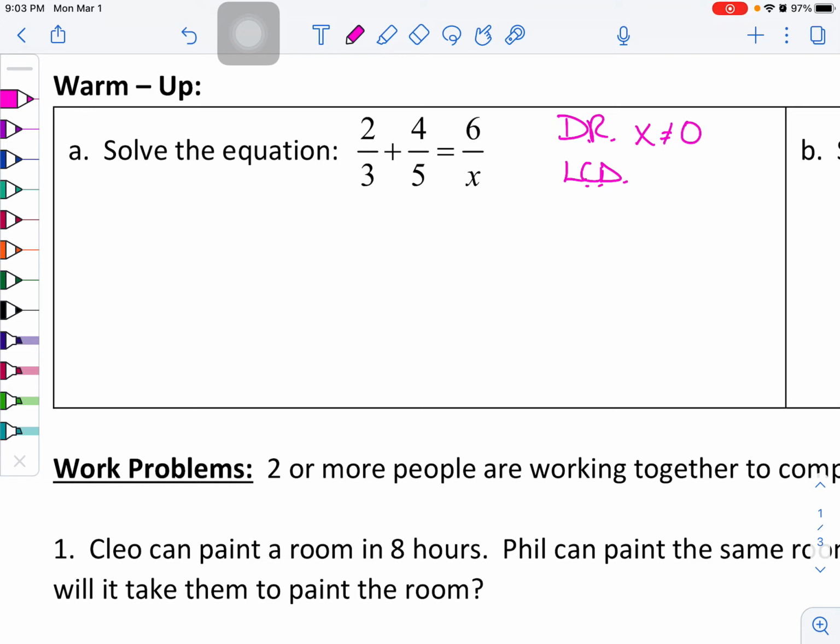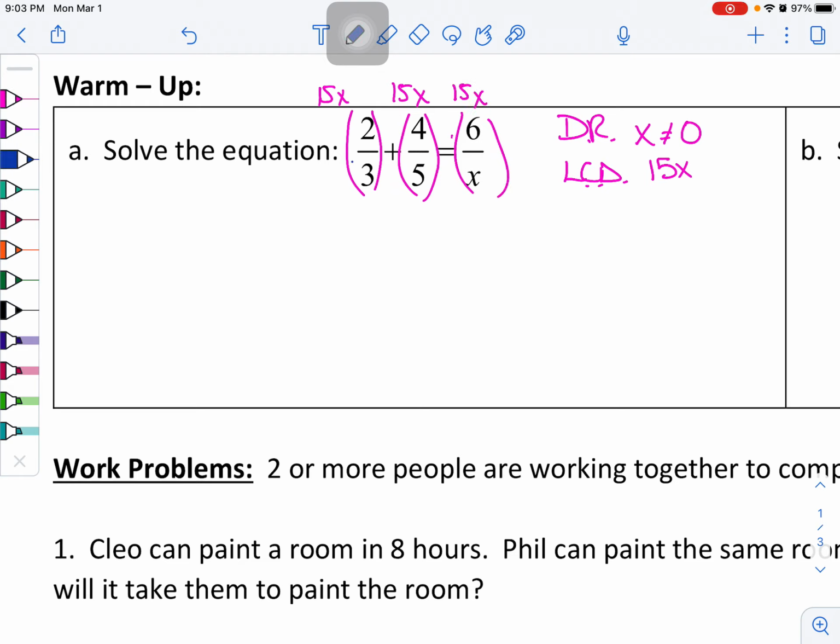Now, second thing I want to find is my LCD. Now, my LCD could be a lot of different things, but I'd like to keep it as small as possible. And what I want to do is use all 3 of these factors. So 3 is a factor, 5 is a factor, x is a factor, and I'm going to use the LCD of 15x. And I'm going to multiply 15x times every single one of these fractions. Now, in the first fraction, I can take 3 and divide it into 15 5 times.